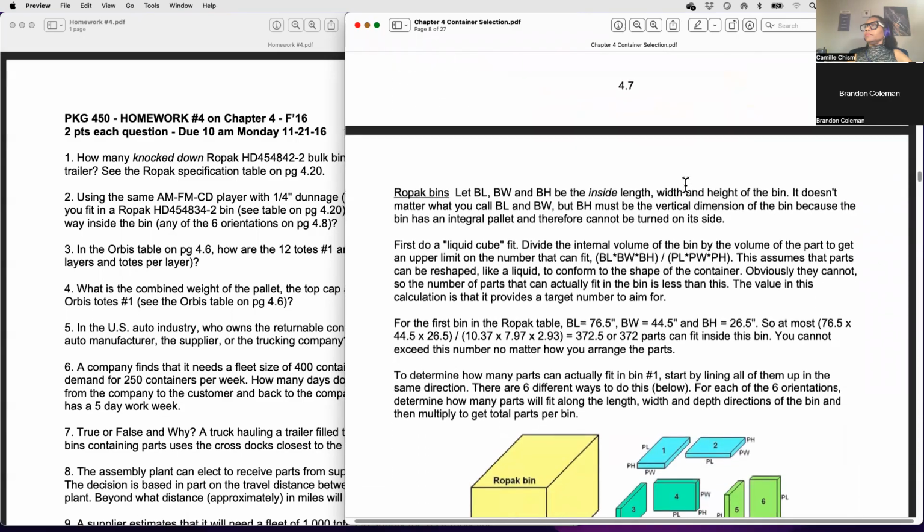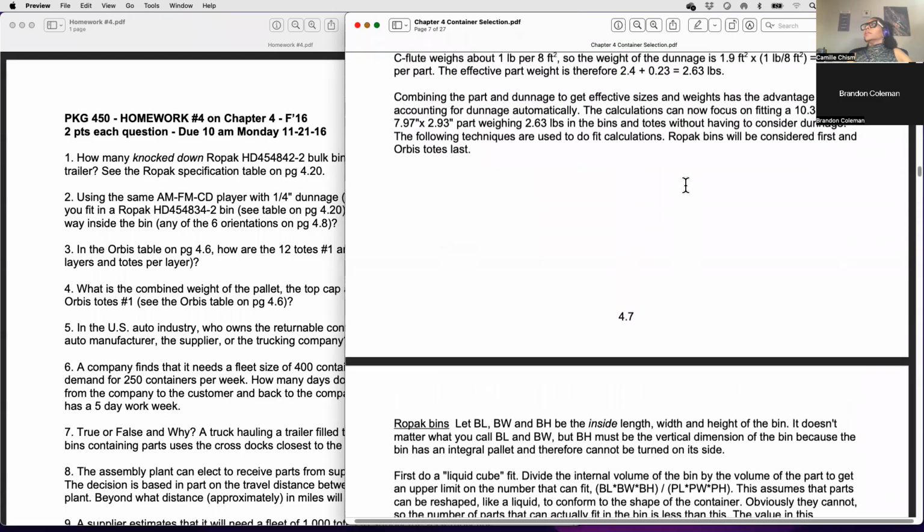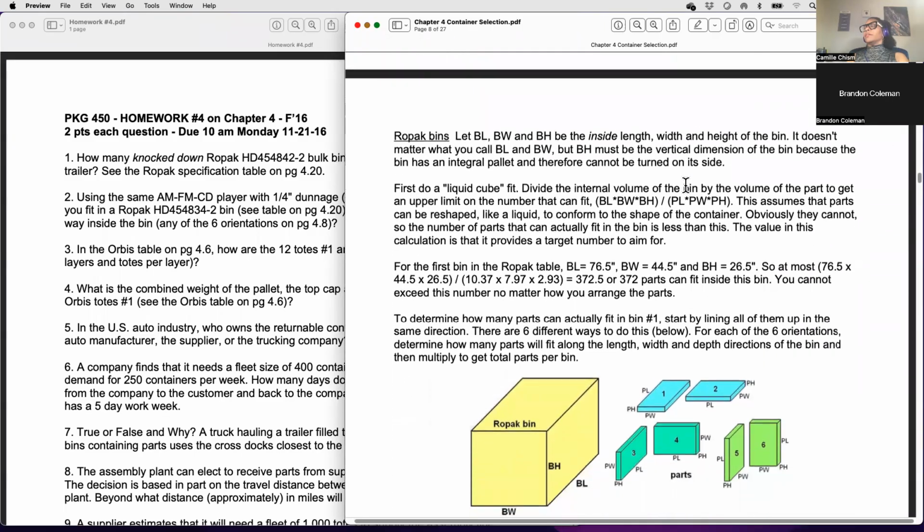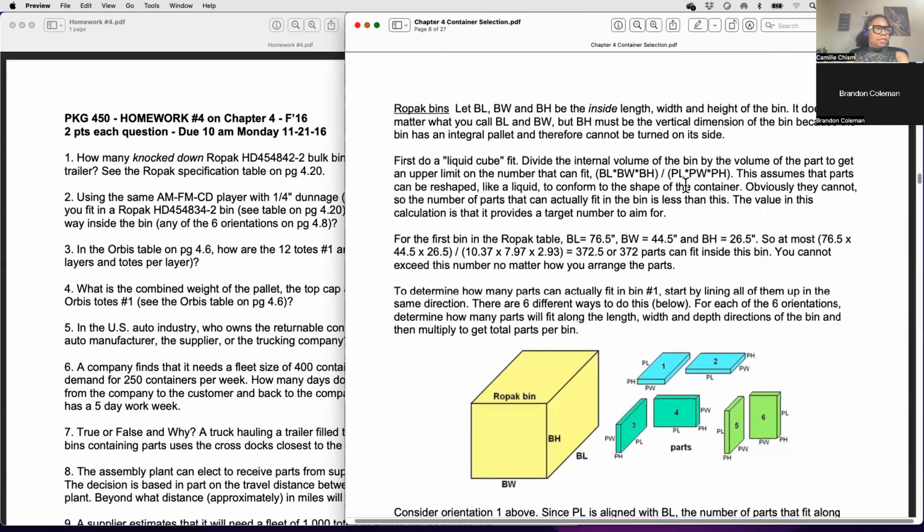And okay, so now let's see, we are looking at RoPac bins. So this talks about all the different ways. So when I showed you pretending this is a radio and putting in different orientations, this would be one, this would be two, this would be three, this would be four, this would be five, and this would be six. So that's basically what we're talking about: how do you want to see how many parts you can get in.